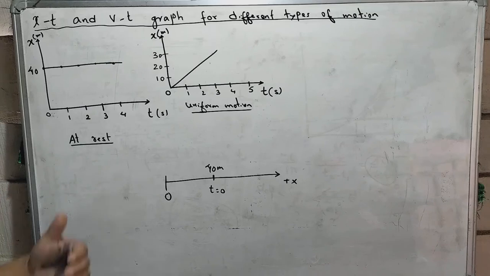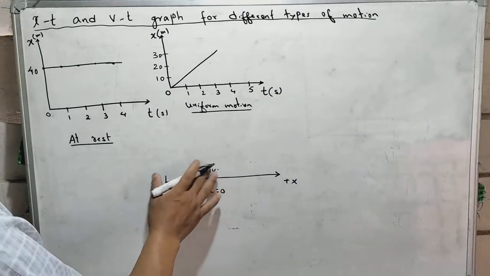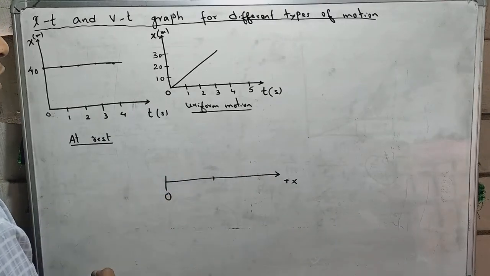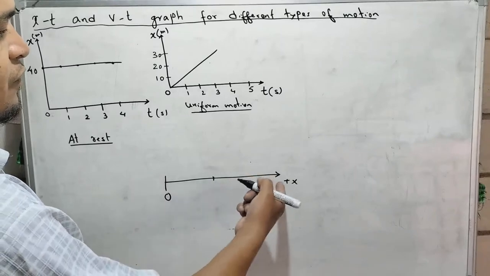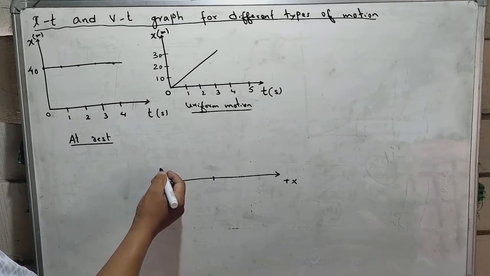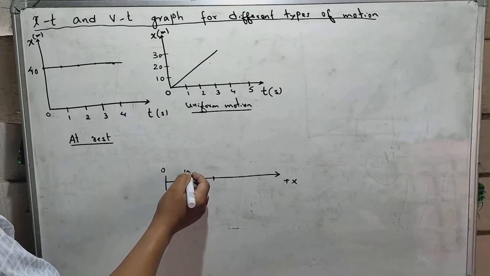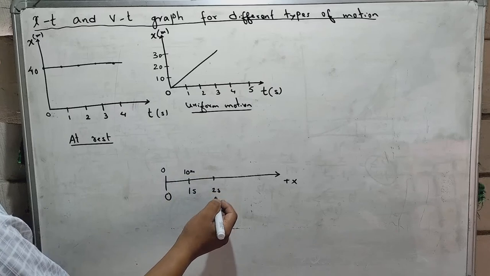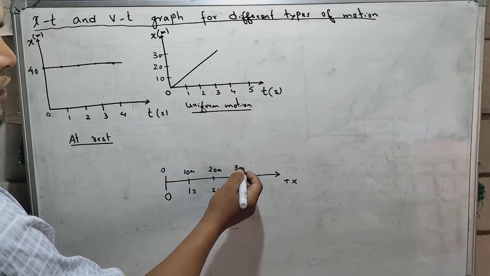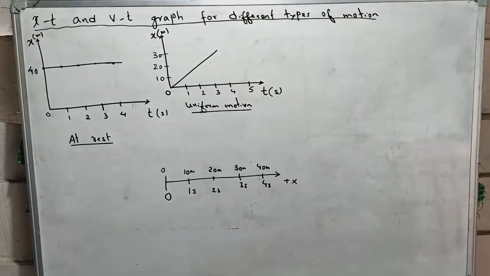The next type of graph is when a body moves along a straight line with a uniform motion. Let us suppose this is the path in which the body is moving, towards the positive x-axis. Now, when the time is 0, the position is 0. When the time is 1 second, the position is 10 meter. At 2 seconds, 20 meter. At 3 seconds, 30 meter. At 4 seconds, 40 meter, and so on.